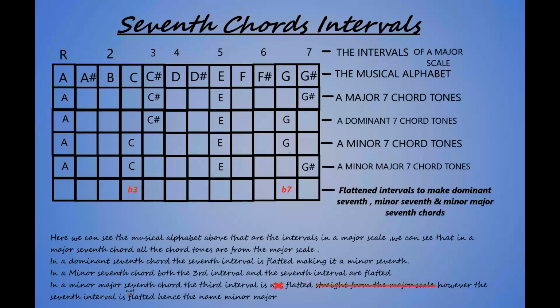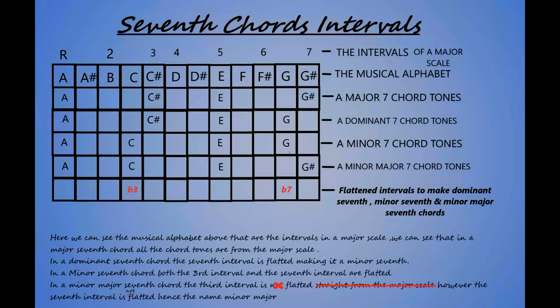So you can see a major seventh chord tone has the root, the third, C sharp, the fifth, which is E, and the seventh, which is G sharp. So that's a major seventh chord because it's got a major seventh interval there. It's got the major scale seventh interval. A dominant seventh has an A root, the third a C sharp, the fifth an E, and then it has a flattened seventh or a minor seventh. So it's got a G. So it's got a major third and a minor seventh, and that's called a dominant seventh chord.